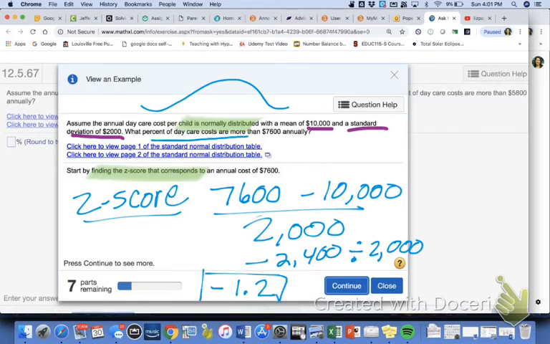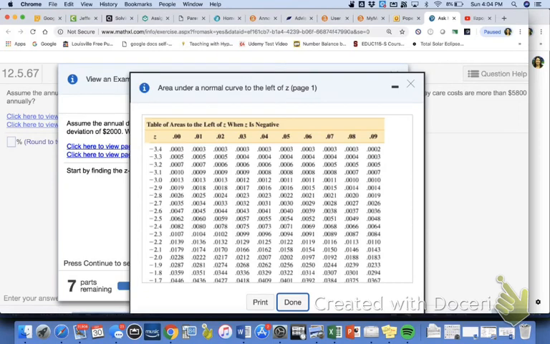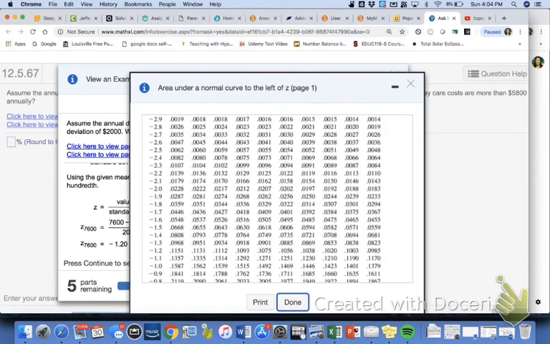So now that I have that z-score of negative 1.2, I can use the normal curve table to find the percent. So the negative z-scores are on table 1. I'm going to go right here to where it says negative 1.2 on the table, and because it doesn't have any additional numbers after the 1.2, I'm just going to go to the column that has the 0.00 above it. So it's this first column right here. So I've got 0.1151.